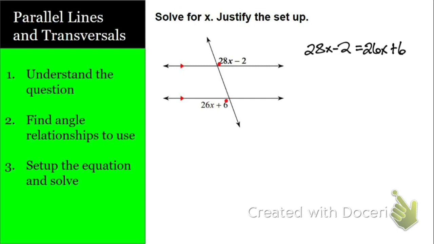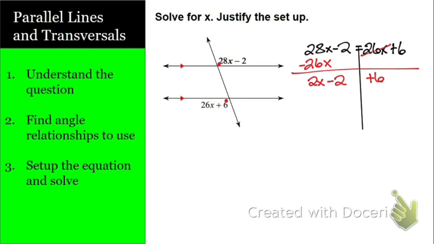We're going to solve the problem like normal, split it down the middle, giving us two sides. We're going to take the 26x from the back and move it to the front, but when it crosses the equal sign, it's going to be its opposite. So that's going to be a negative 26x, and I can mark the 26x out in the back. 28x minus 26x is going to give me 2x. I can bring down my negative 2 and my positive 6.